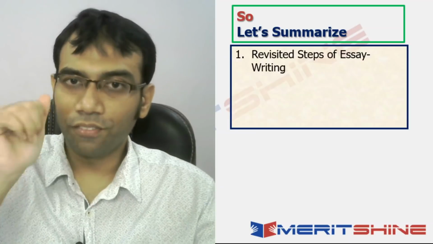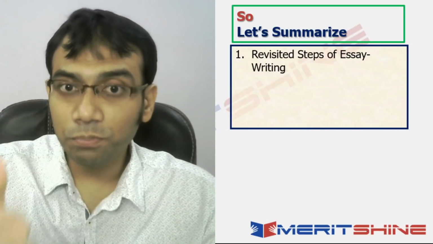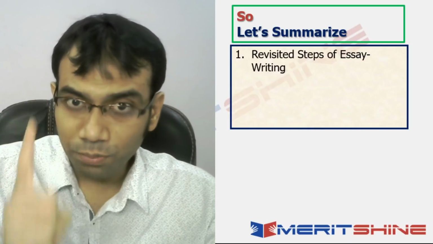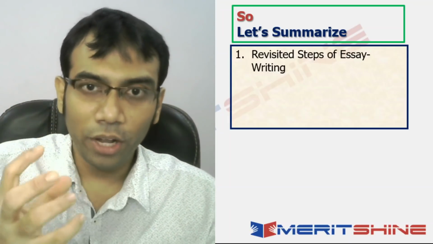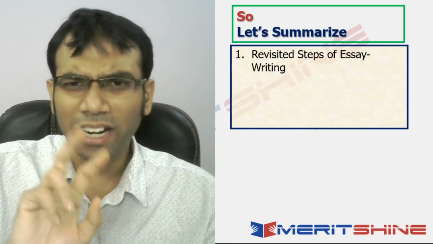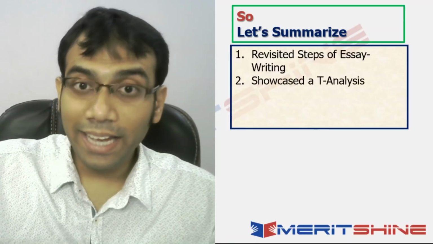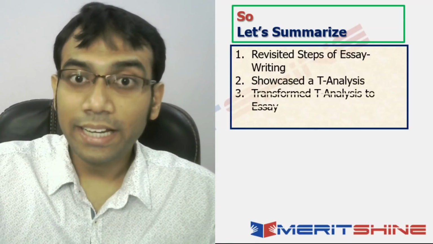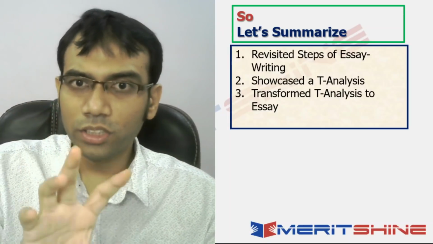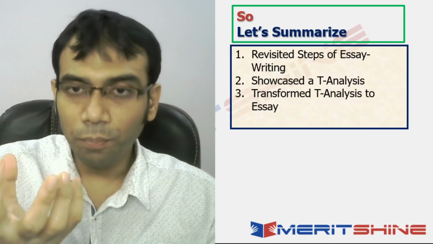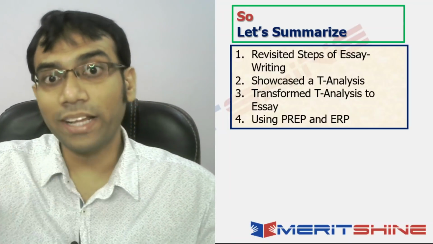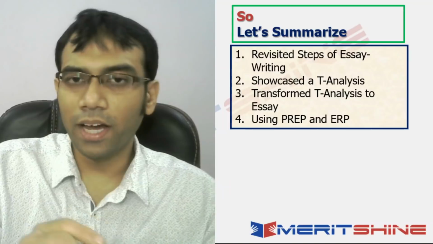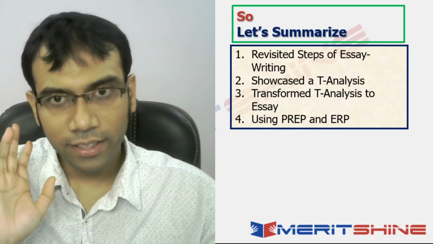What has to be done. First, we revisited the steps of essay writing. In the steps of essay writing, the most important thing is to make a list of points first, and that would take around 2 minutes of yours, and then go to the essay writing part. So steps 1 and 2 are about making the points, and steps 3 and 4 are about actually writing the essay using PREP, ERP and the IBC format, right?